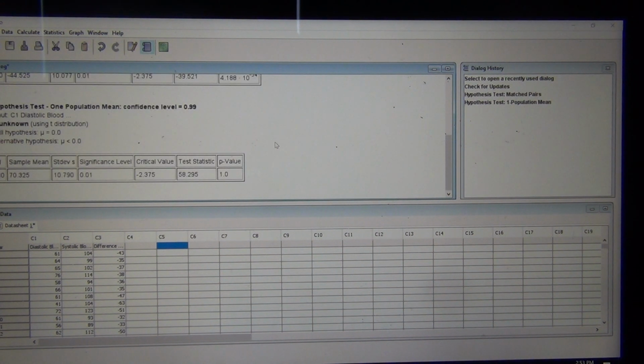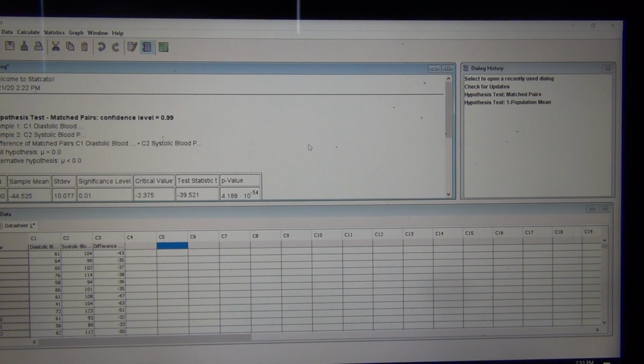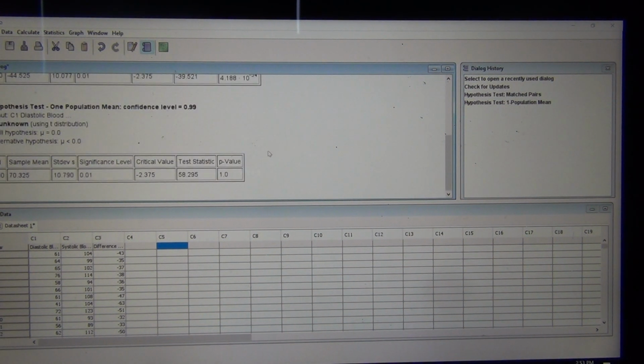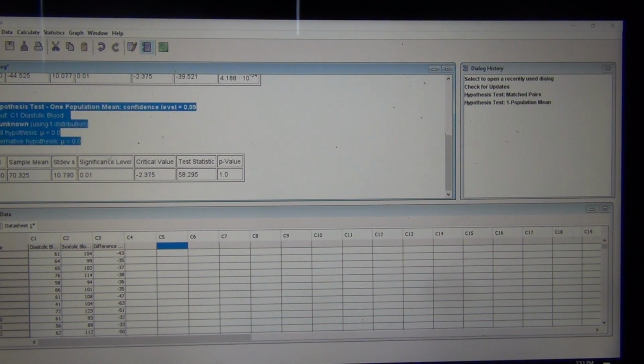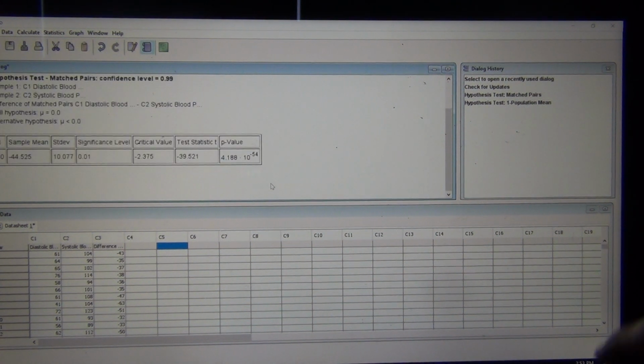Let's take a look. Oh, I clicked on the wrong button. Okay, let's try that again. See, it says diastolic blood pressure. It's supposed to say differences there. So let's try that again. I don't want that one. That one looks all messed up.